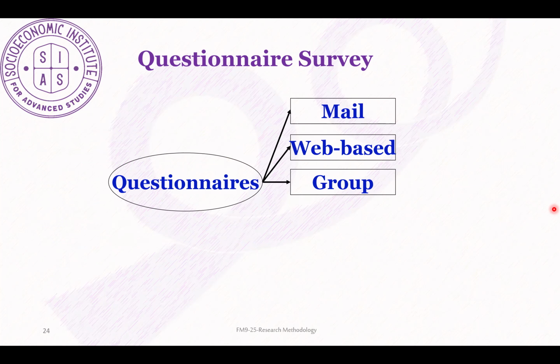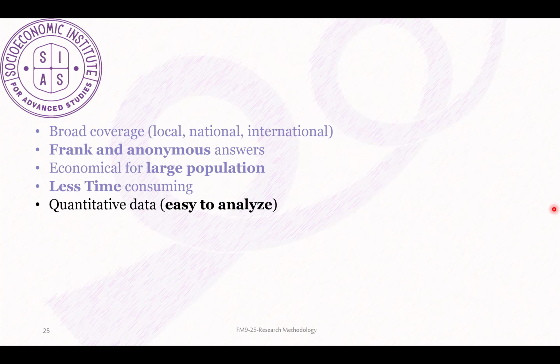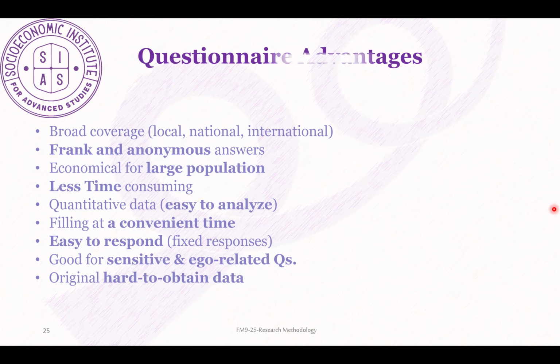The questionnaire survey can be mailed, web-based, distributed through groups, email, or interview, and it has broad coverage. It can have anonymous or frank answers. It can be economical for a large population. It is less time consuming, the quantitative data is easy to analyze, there is a convenient time for filling it in, and it is easy to respond to. It should be sensitive to ego-related questions and avoid hard-to-obtain data.